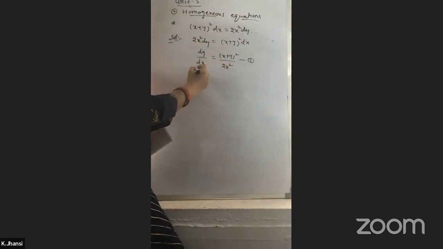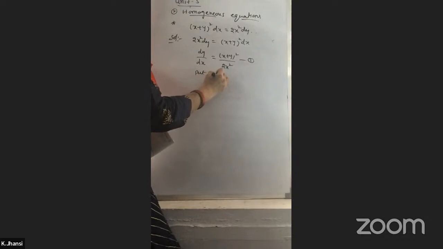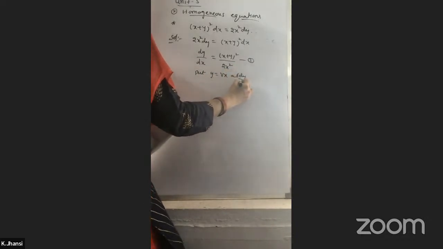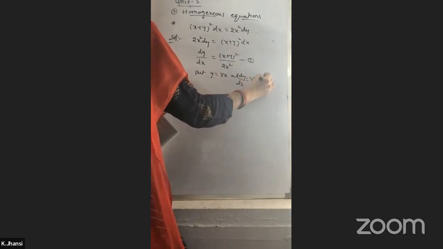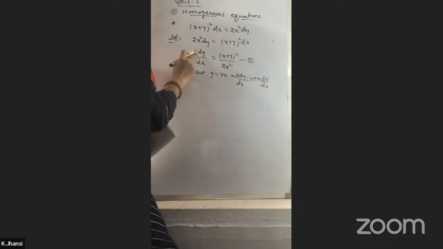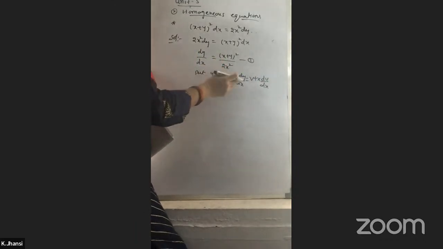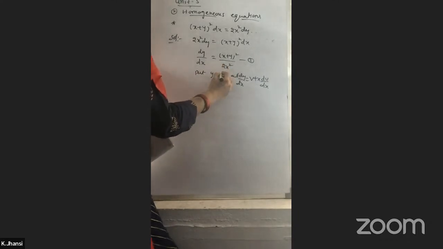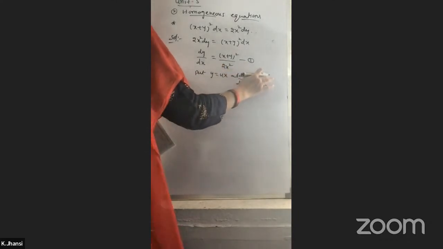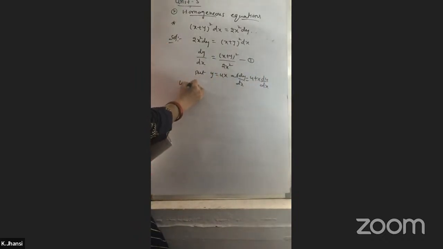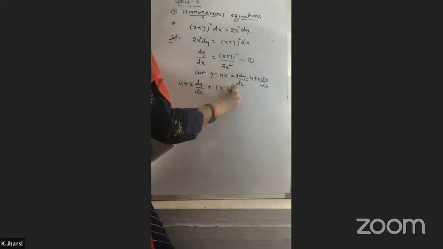So the next step is what? We have to put y equals vx and dy by dx equals v plus x into dv by dx. So in place of dy by dx, you substitute this, and wherever y is there, you put it as vx. In your textbook u is used, so you can write u also, no confusion. So it is u plus x into du by dx equals (x plus y) whole square by 2x square, where y is ux.